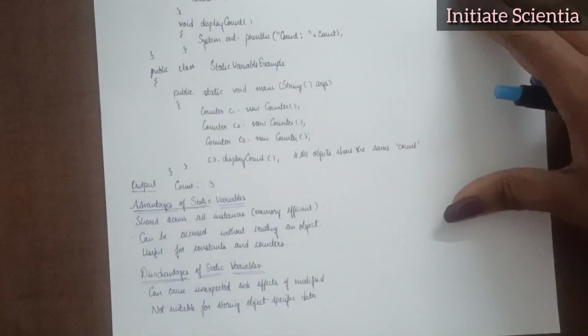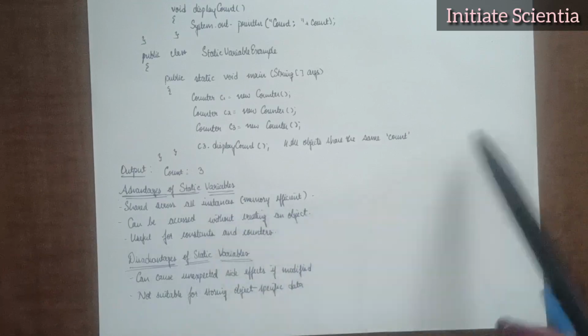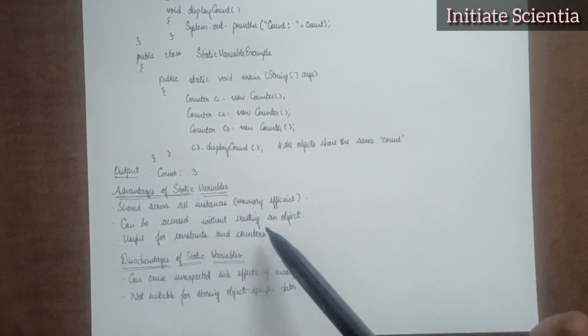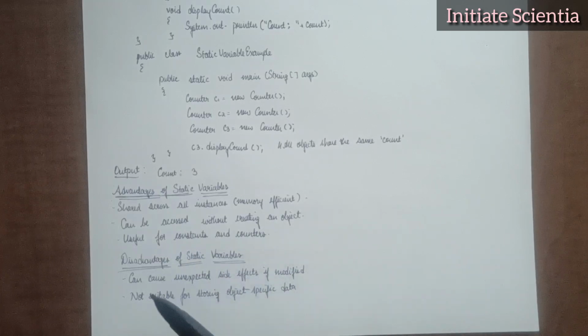So let's see the advantages of static variables. It is shared across all instances, that is memory efficient. It can be accessed without creating an object. It is useful for constants and counters. The disadvantages of static variables are that they can cause unexpected side effects if modified, and are not suitable for storing object-specific data.